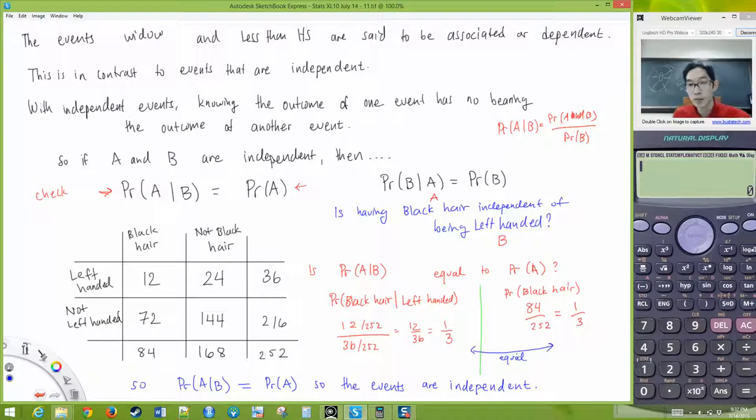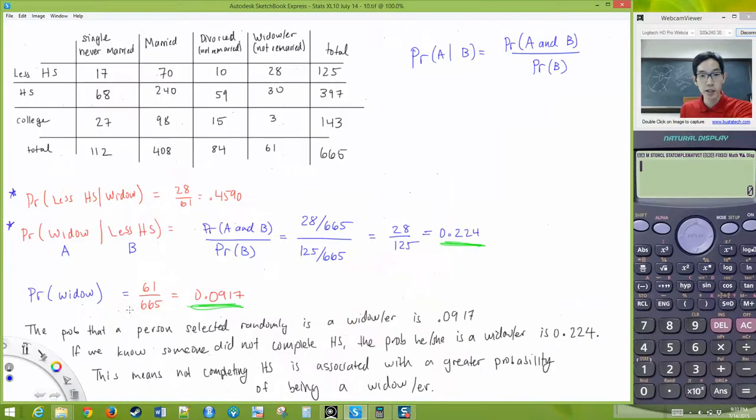I fear that I would do another example, but we are running out of time, so let me just cover the thing that I need to cover, and then if we have time, we'll do some examples at the end. But you'll see an example like this on your practice quiz. So study this page with the black hair and the left-handed, and also study this thing with the widow less than high school versus widow.